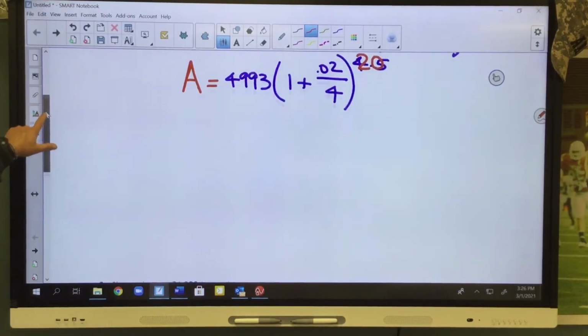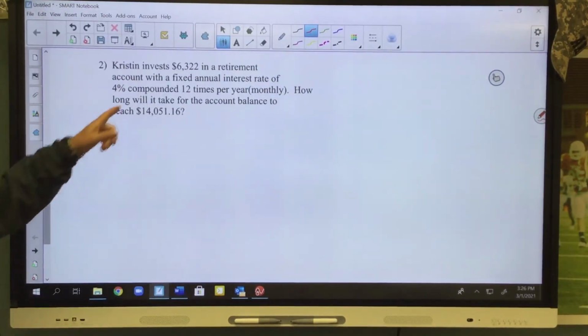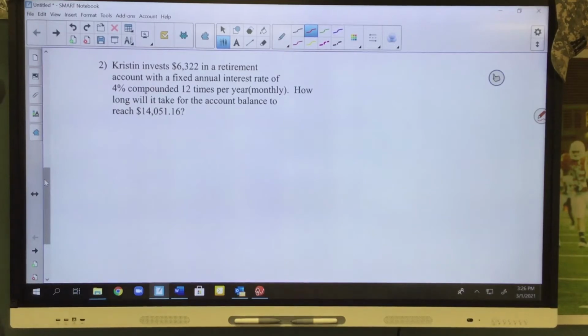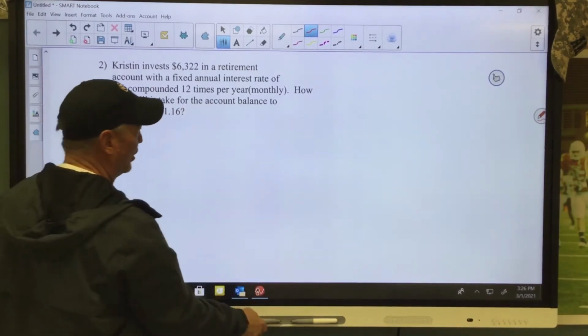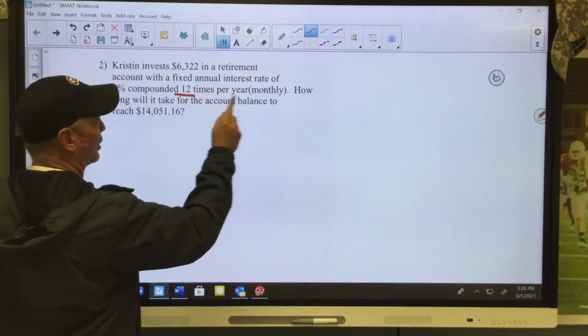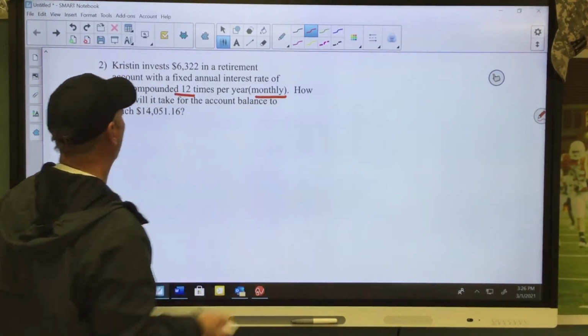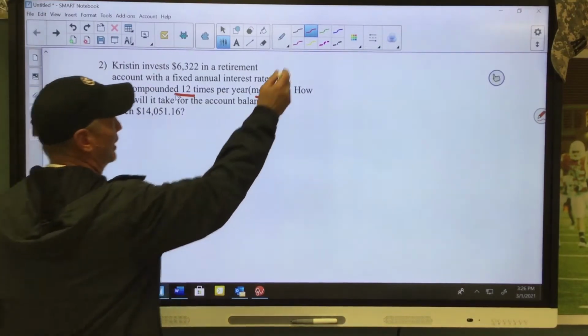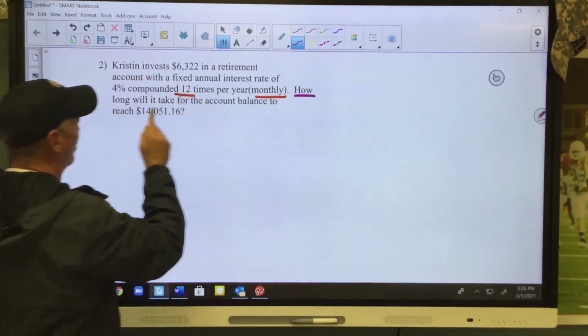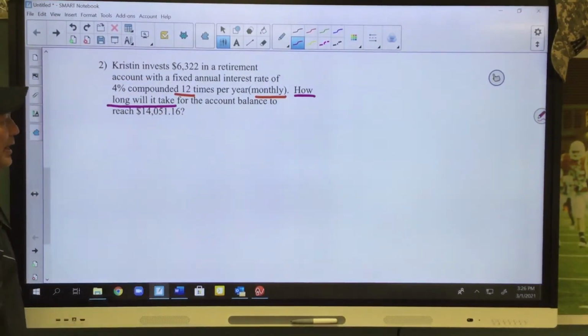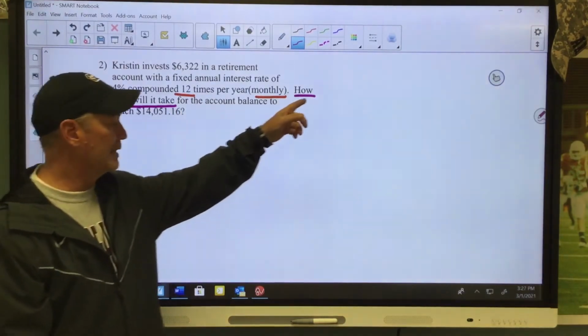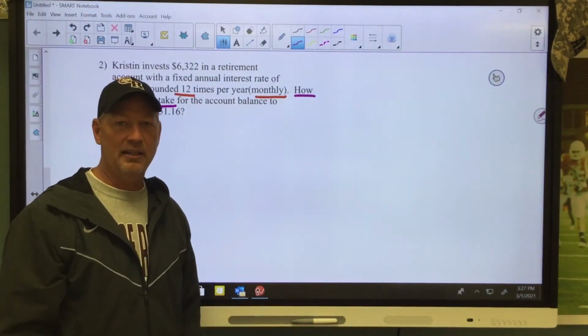On this problem, we're going to invest in a retirement account with a fixed annual interest rate of 4%, compounded 12 times per year. We're going to say it's monthly. How long will it take for the account balance to reach $14,051.16? That means we're going to be looking for T.